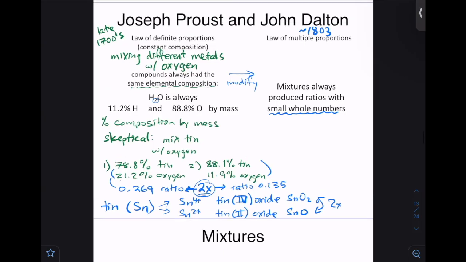So what Dalton basically did was merge his law of what he called multiple proportions, right? It's just an extension of the law of constant composition, right? He merged both of these laws to really give us the first theory of how these elements interact. So the first theory of atomic structure.